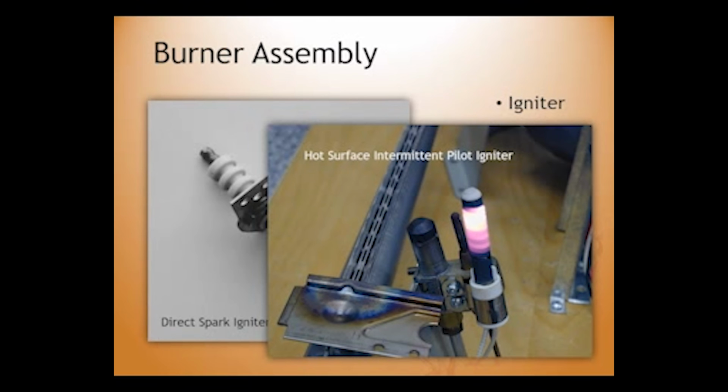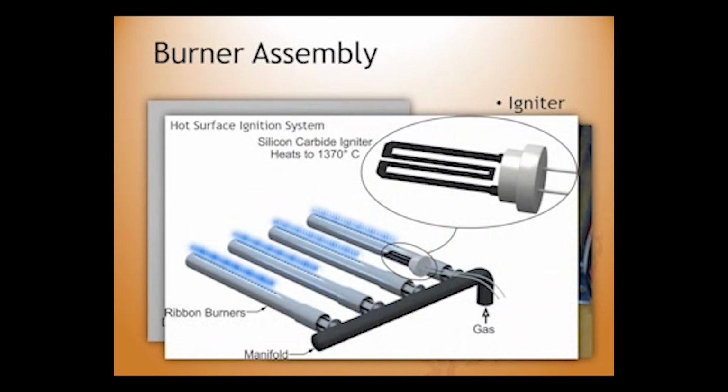An alternative to this one is the hot surface ignition system, and these are much more common. The hot surface ignition system will ignite the burners directly and uses a ceramic resistance heater to do it. There is a flame sensor that will turn off the hot surface ignition system when the burners are lit. This igniter will heat up to 1,370 degrees.